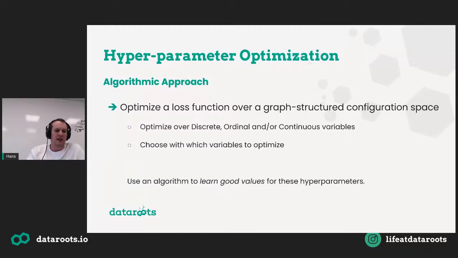The configuration space is basically all the different sets of hyperparameters you can choose. You optimize both discrete, ordinal, and continuous variables, which are your hyperparameters. And you also have to choose which hyperparameters to tweak. Some are more important and have a bigger impact on your model performance than others. So we want to use an algorithm to learn good values for those hyperparameters.